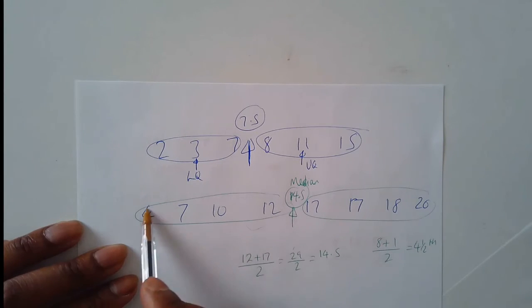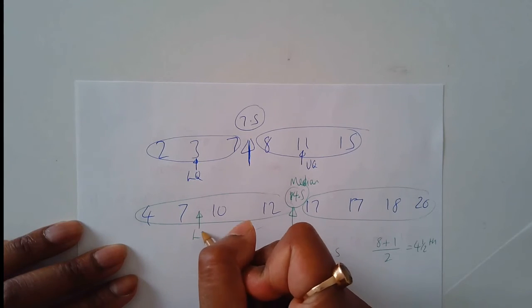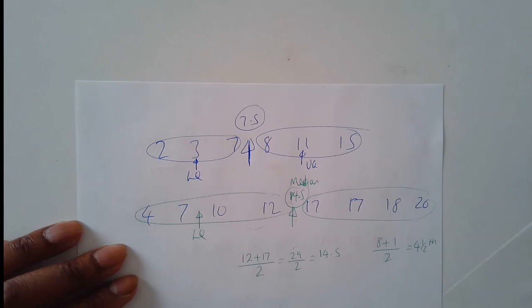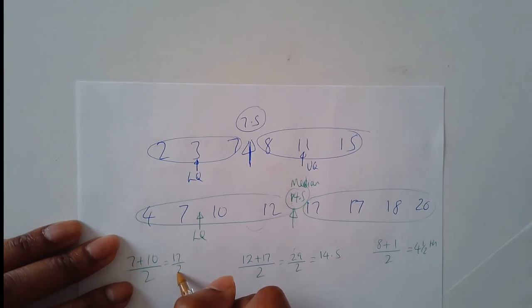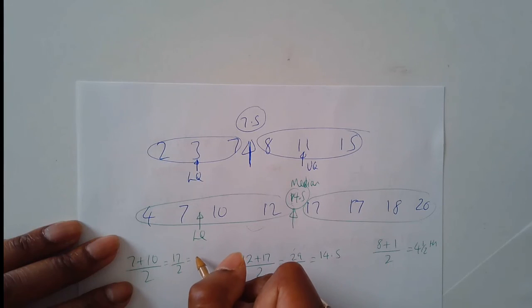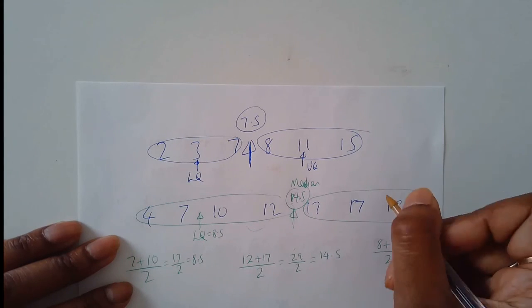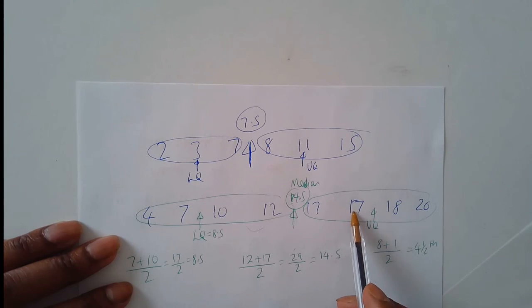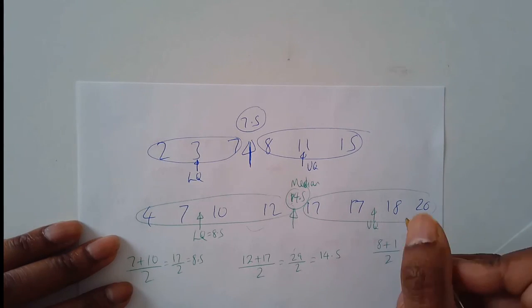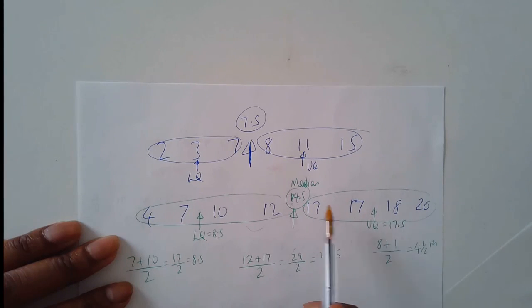Right, the middle of this is this bit over here. To find the lower quartile, you need to find the number that's between 7 and 10. So you do 7 add 10 and then half it. That's 17 divided by 2. That's going to be 8.5. So lower quartile is 8.5. Right, upper quartile. The number that's between 17 and 18, that's pretty straightforward. That's 17.5. So here we have lower quartile, upper quartile, median for this data set.